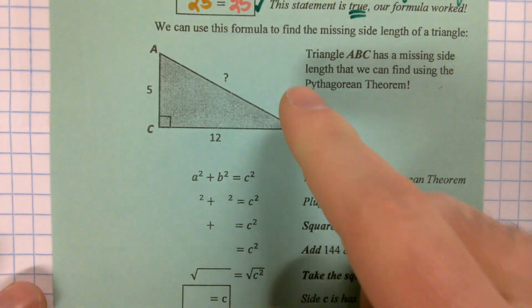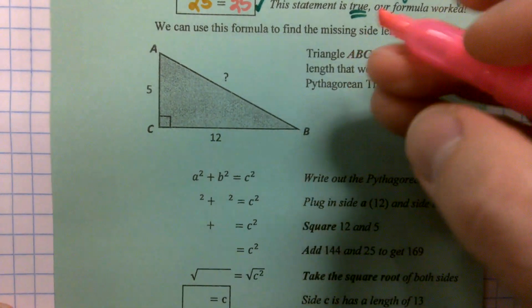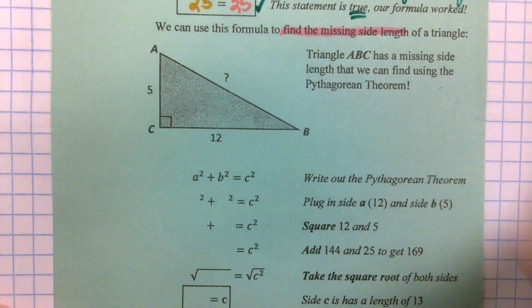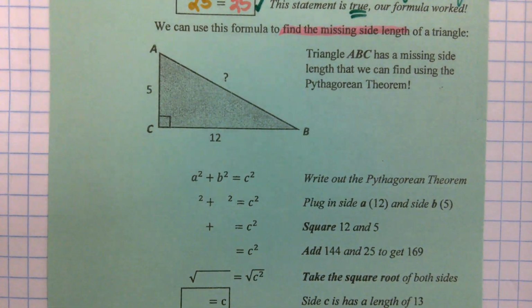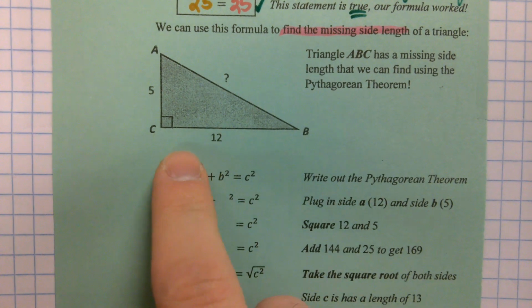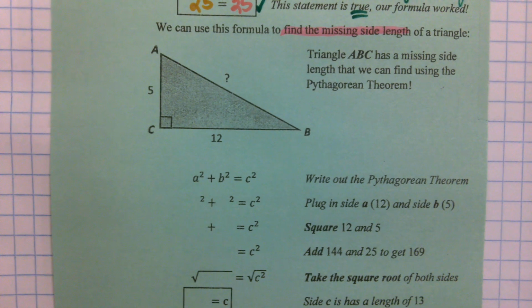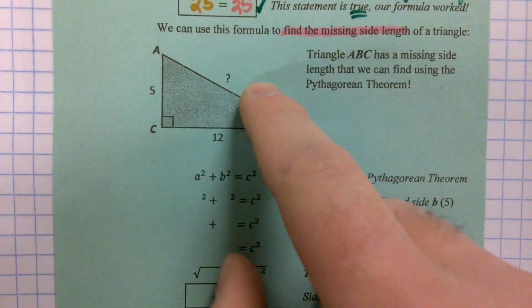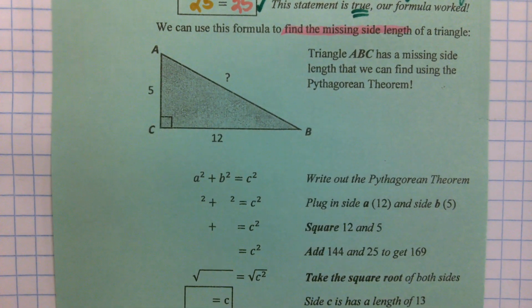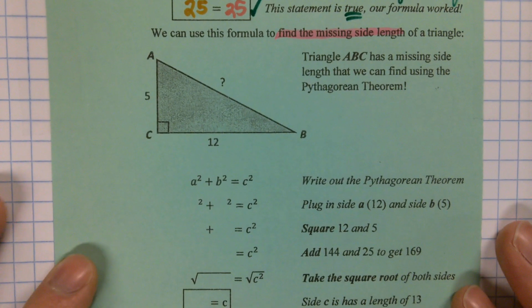What we're going to do with this formula today is find the missing side length of a triangle. So let's take a look at this triangle ABC. We've got a missing side length, my question mark here. We're going to figure out what that side length is by using the Pythagorean theorem.